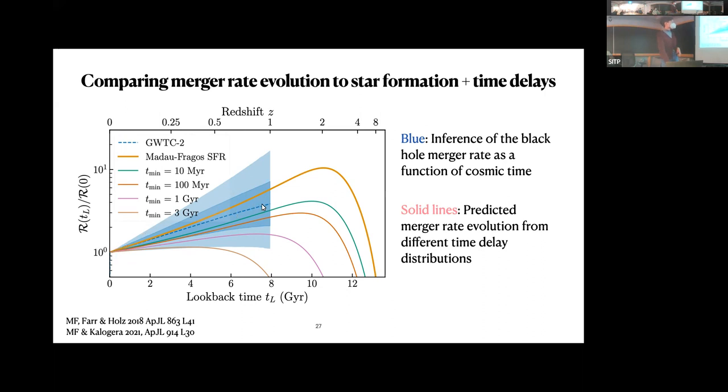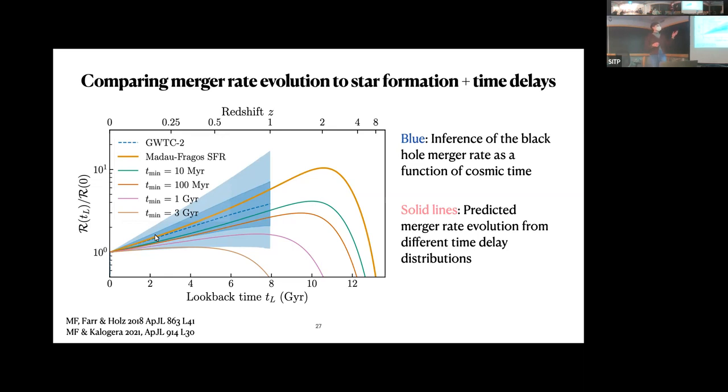You can see that we've inferred that the merger rate at around the maximum distance where we can detect gravitational wave events, around redshift one or around 8 billion years ago, is higher than the merger rate today. Something we want to compare this to is the star formation rate, shown here in this orange-yellow color. A long time ago, the universe didn't form any stars, and then it started forming stars. The star formation rate peaked around 10 billion years ago at around redshift 2, and since then, the universe has been forming fewer stars.